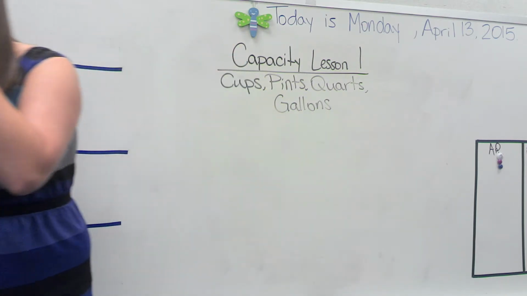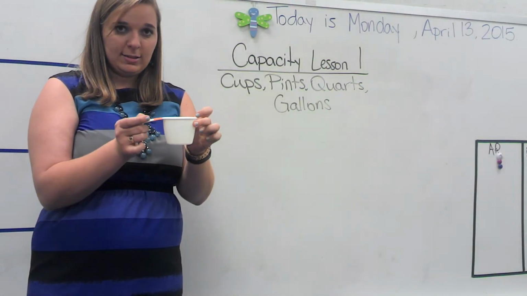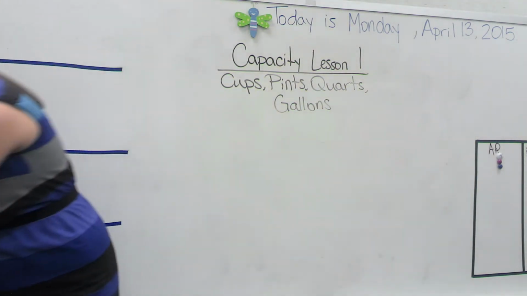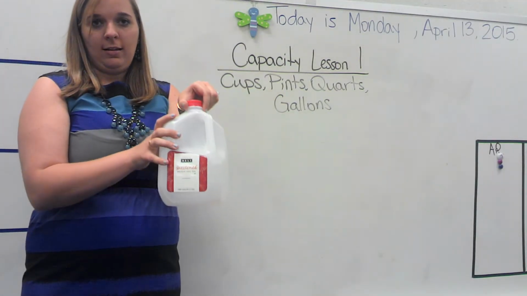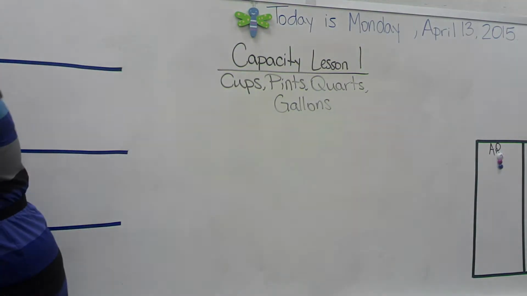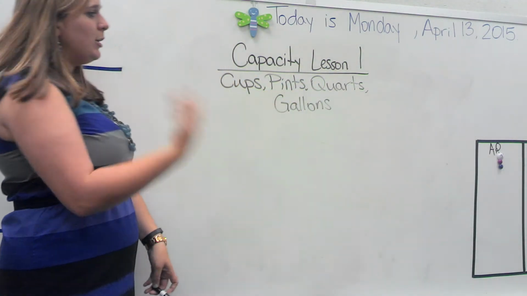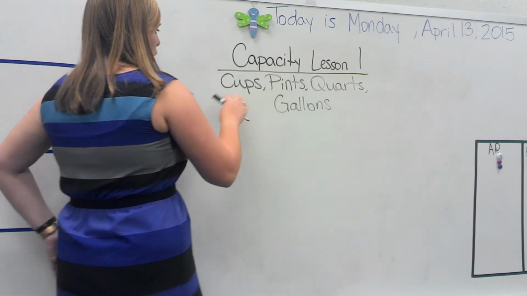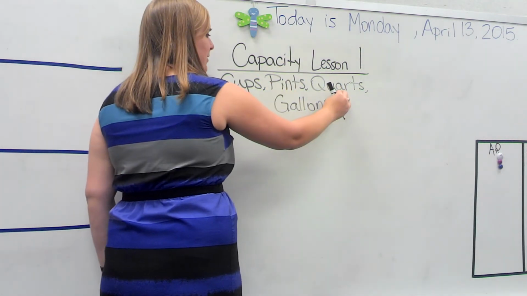All right, now you could probably tell they went up in size. A cup is the smallest way to measure capacity, then a pint, then a quart, and then a gallon, okay? So it goes in order from least to greatest here: cup, pint, quart, and gallon. Now, I'm going to introduce something to you, and we'll talk about it more tomorrow during our activity, okay? We can say that there are so many cups in a pint, so many pints in a quart, and so many quarts in a gallon, okay?